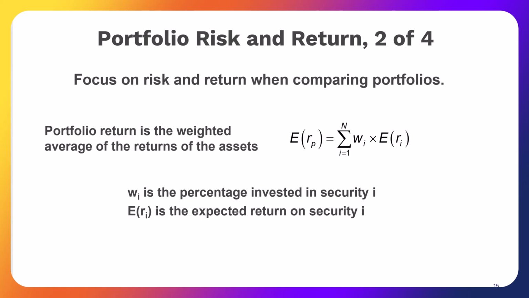Portfolio return is the weighted average of the return of the assets. So if you had 50% in Tesla, that has a 12% expected return, and 50% in Amazon, that has a 10% expected return, your portfolio's expected return would be roughly 11%. It's the weighted average of the returns within the portfolio.